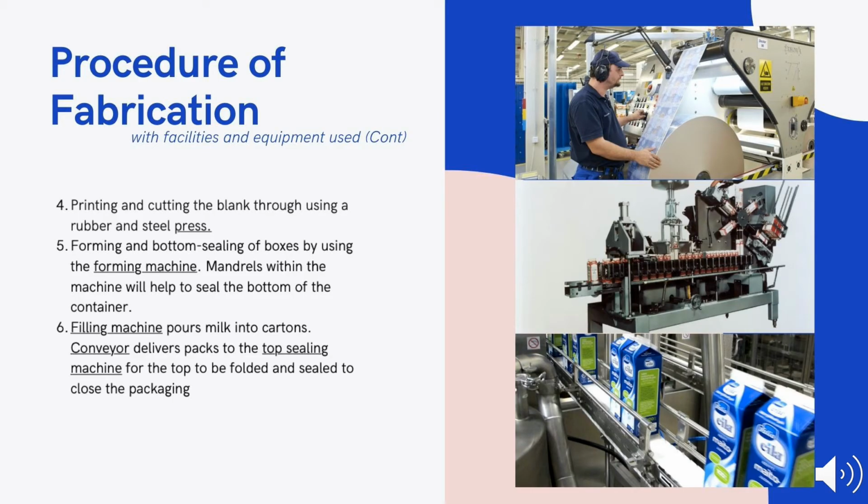Continuing with the procedures of the fabrication, the wound rolls are transported to the printing area. Printing is done by the flexographic method, where the rubber printing plate is attached to the steel sheet.